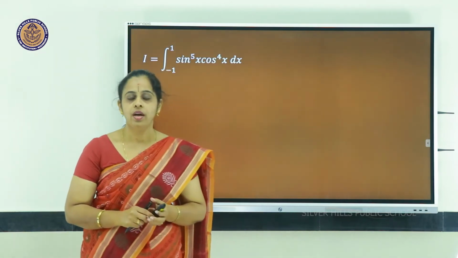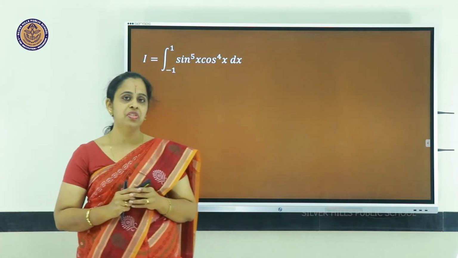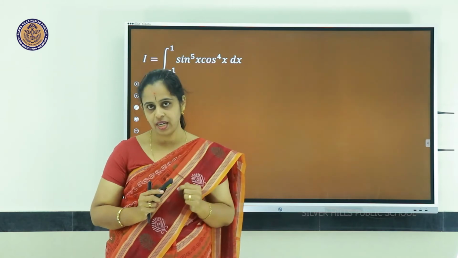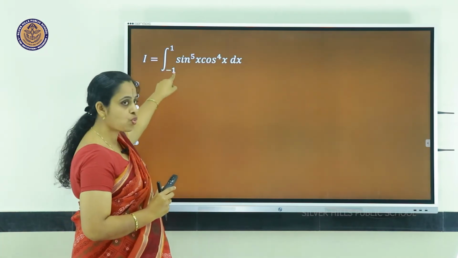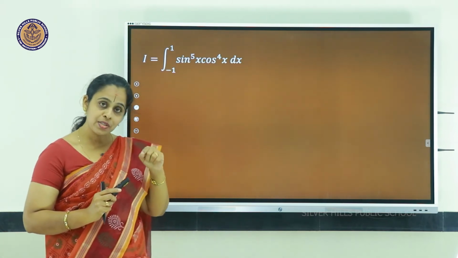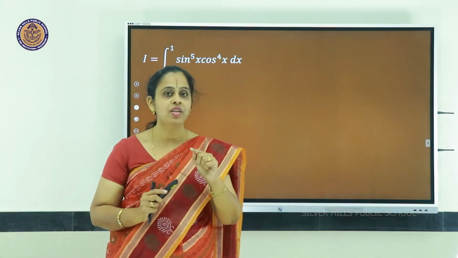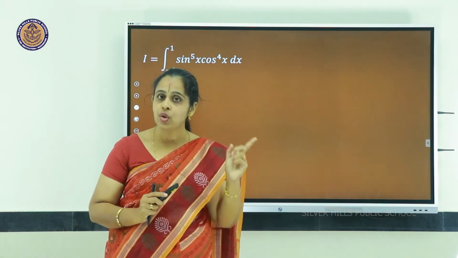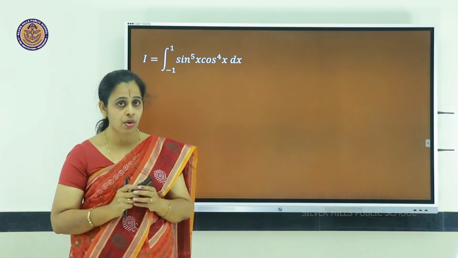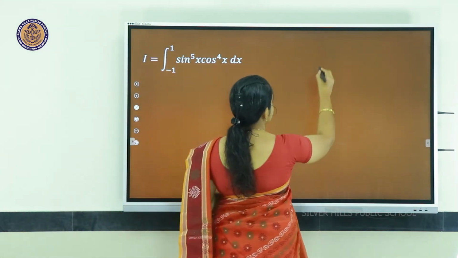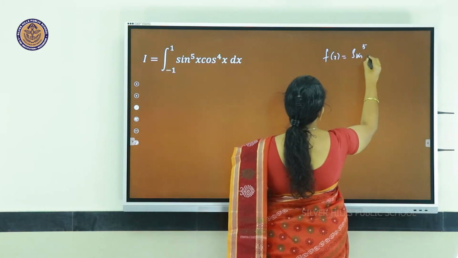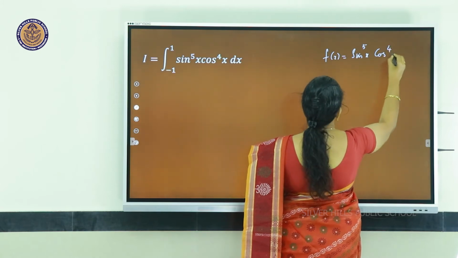Now, we are going to apply another property which we saw in the previous slide. Integral from minus a to a of f x dx was equal to twice integral 0 to a of f x dx if the function is an even function, and equal to 0 if it is an odd function. Let us see what is our function, even or odd. Take this as f of x. F of x equal to sin raised to 5x cos raised to 4x.